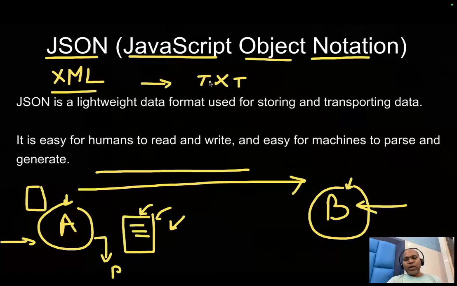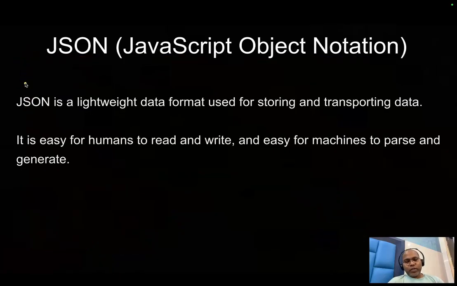With text format data it is very tough on the receiver side to convert or transform that text data into an object. So a structure near to your class data was defined in the initial XML, and nowadays a similar structure is in the form of JSON. JSON is JavaScript Object Notation. It is a lightweight data format used for storing and transporting data.